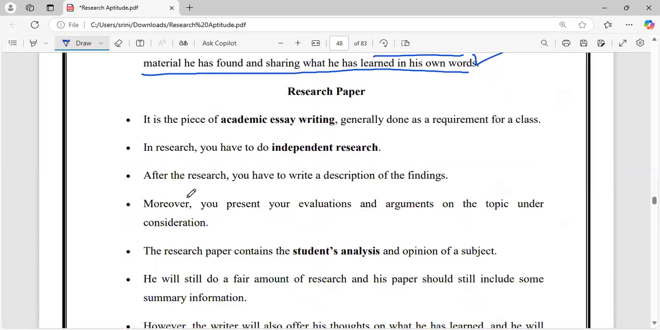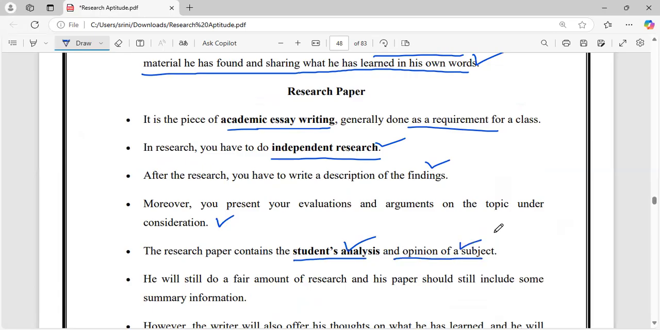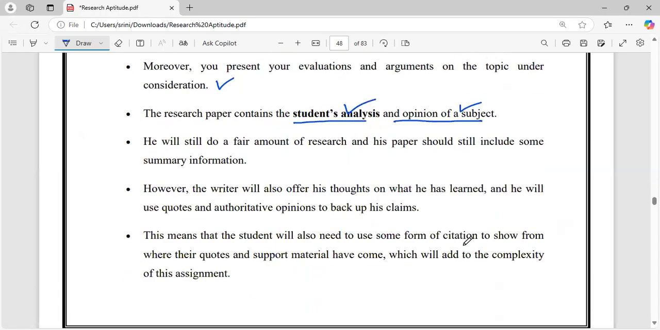Research paper, a piece of academic essay writing, generally done as a requirement for a class. You have to do independent research. After research, you have to write a description of the findings. Moreover, you present your evaluations and arguments on the topic under consideration. The research paper contains the student's analysis and opinion of a subject. He will still do a fair amount of research, and his paper should still include some summary of information. The writer will also offer his thoughts on what he has learned, and he will use quotes and authoritative opinion to back up his claim.